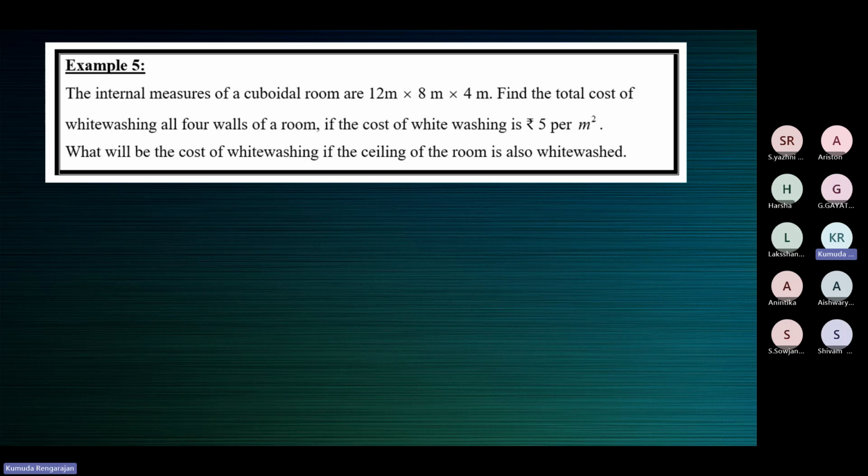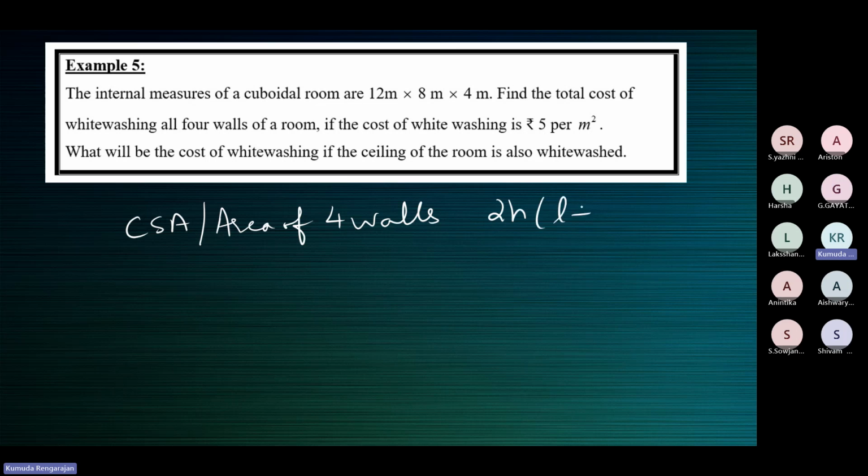CSA of a cuboid, which is the area of 4 walls of a room, is given by, what's the formula? 2H into L plus B square units. Very good. 2H into L plus B square units. Curved surface area or area of 4 walls. Area of 4 walls is given by 2H into L plus B.